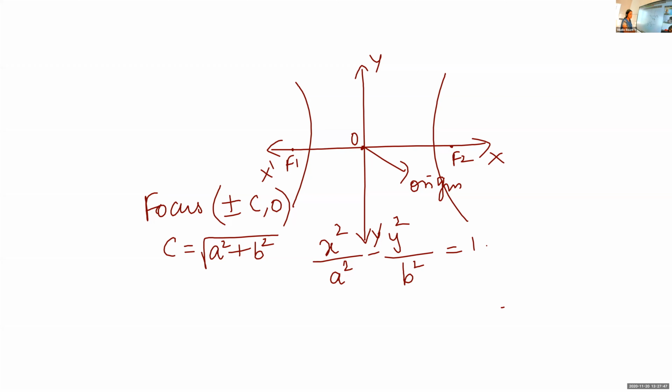C squared is a squared plus b squared. Okay. Now we have these two vertices. Look at the vertices. If the focus lies on the x-axis, here the vertices are also lying on the x-axis, and we have taken the length of this transverse axis as 2a. So this point we can take as (a, 0). The other vertex we can take as (-a, 0). So the vertices are given by (±a, 0).